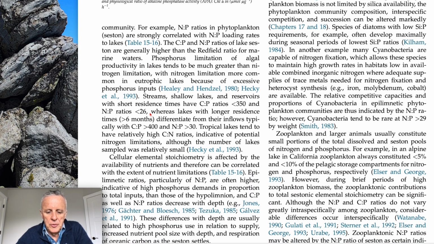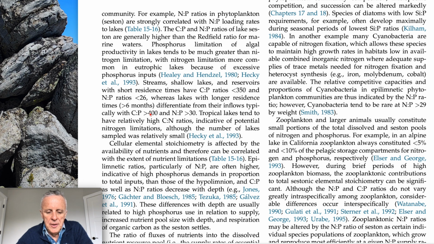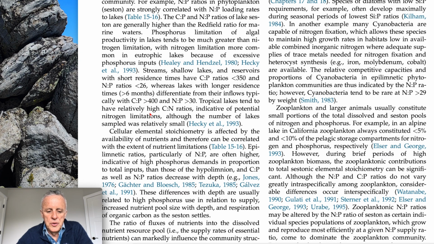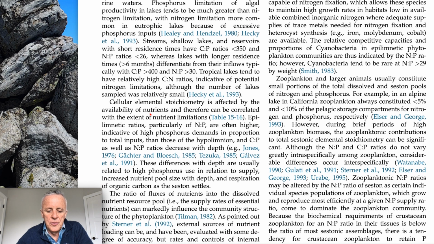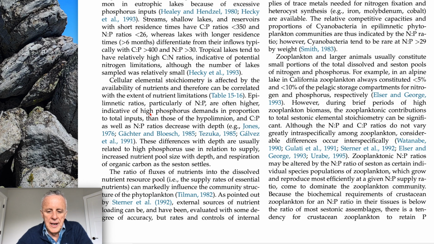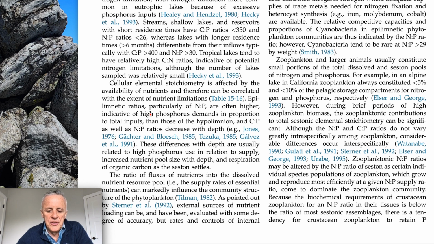Cellular elemental stoichiometry is affected by the availability of nutrients and therefore can be correlated with the extent of nutrient limitations. Epilimnetic ratios, particularly of N:P, are often higher, indicative of high phosphorus demands in proportion to total input, than those of the hypolimnion, and C:P as well as N:P ratios increase with depth. These differences with depth are usually related to high phosphorus use in relation to supply, increased nutrient pool size with depth, and respiration of organic carbon as the seston settles.